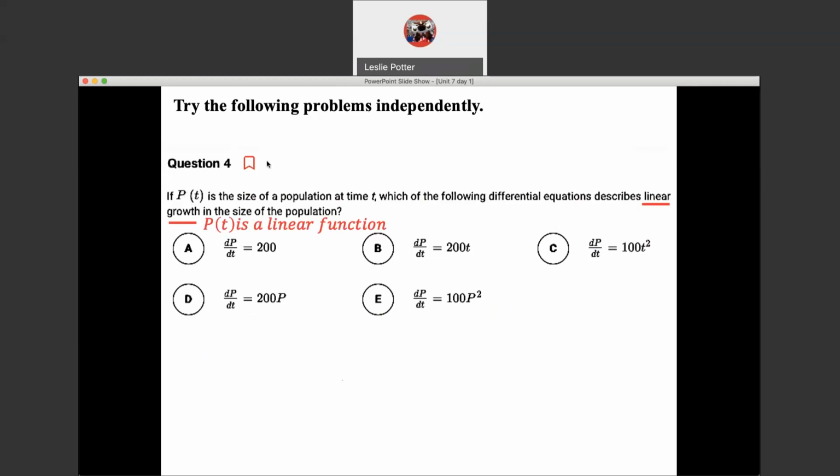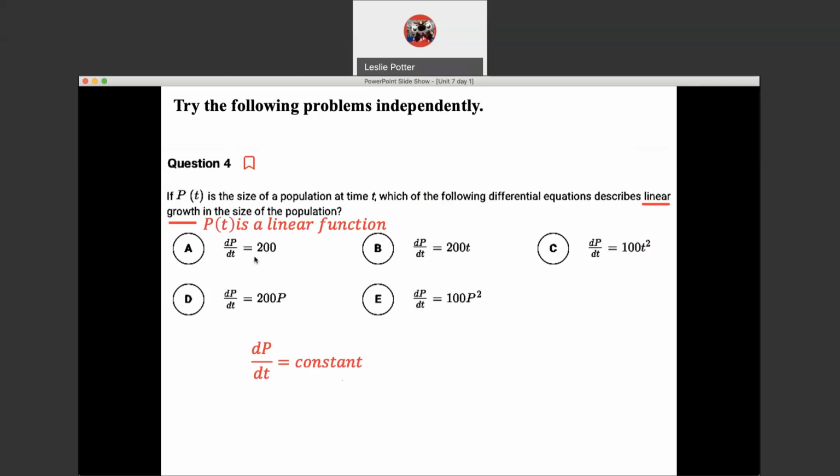Okay. So if the function is a linear function, if we differentiate a linear function, right, a linear function is constant slope, so it must have a constant derivative, because when I say slope, you're thinking derivative. So we must have a constant derivative. So we have a constant differential equation.